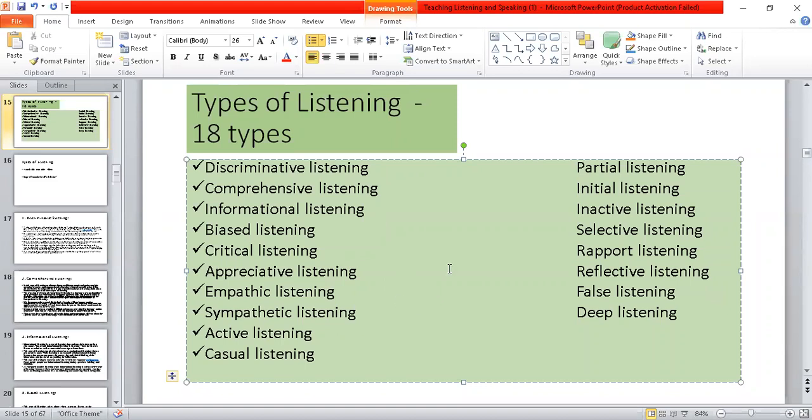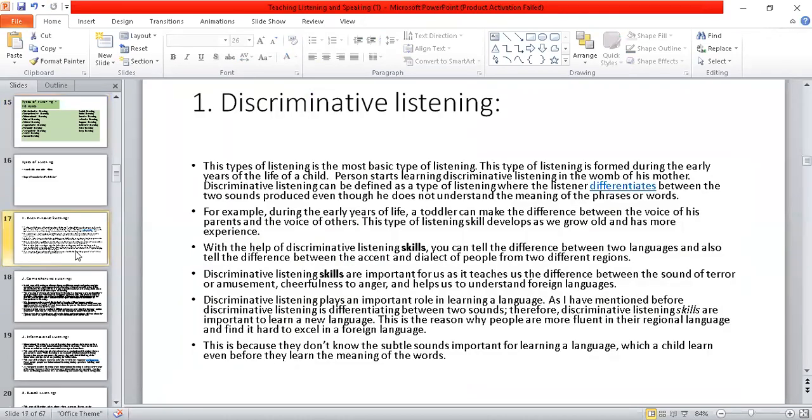Right. Now, I am going to move my presentation. Now see, I have given you some points of discriminative listening here. What I want you to do now is to take screenshots of this quickly. Every one of you, or one of you take and share it in your groups quickly, because this is going to be an activity I'm going to do with you now.